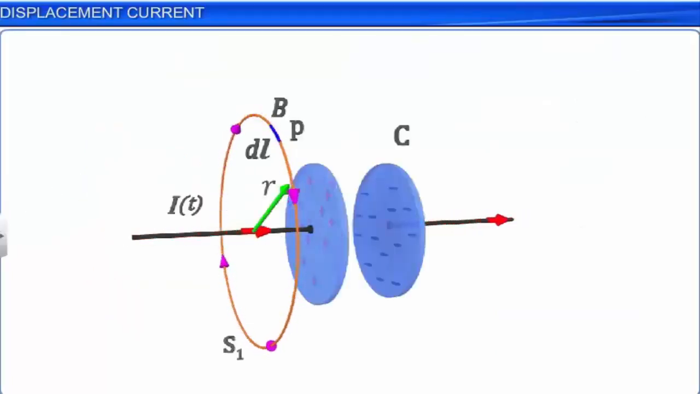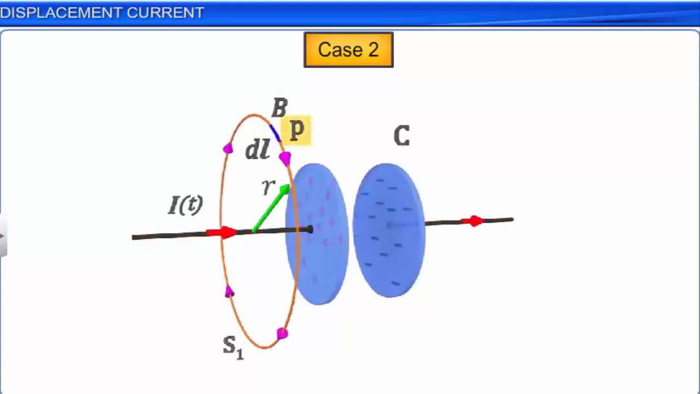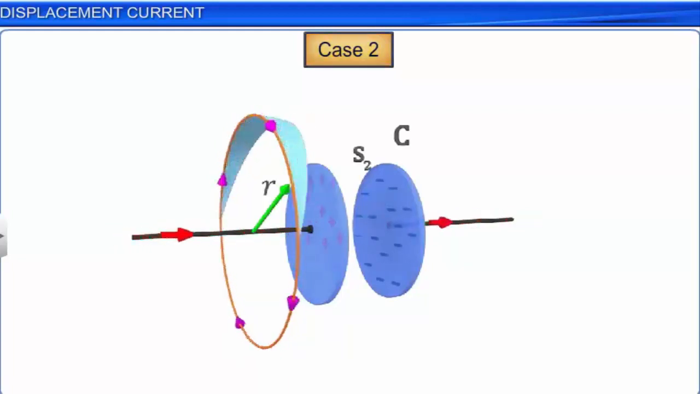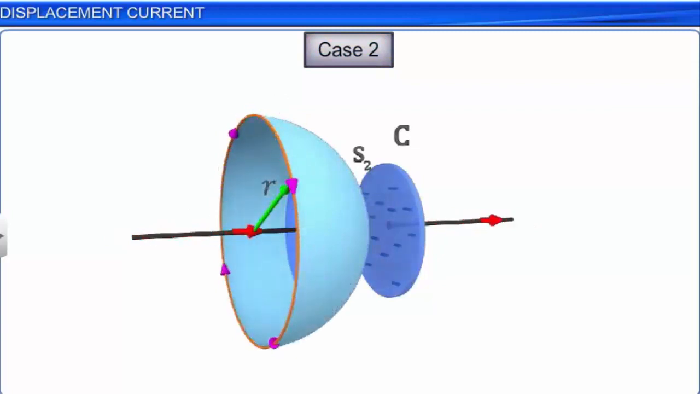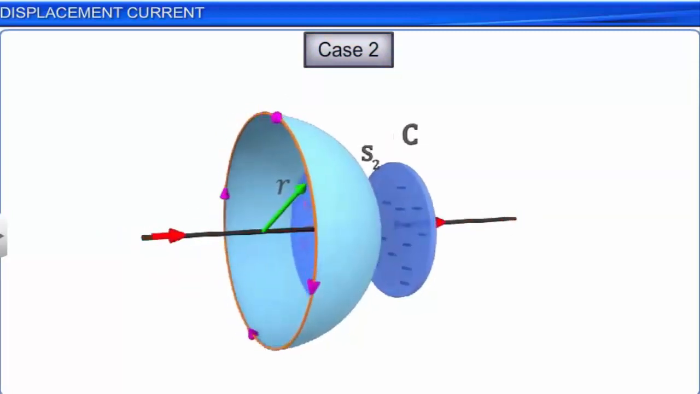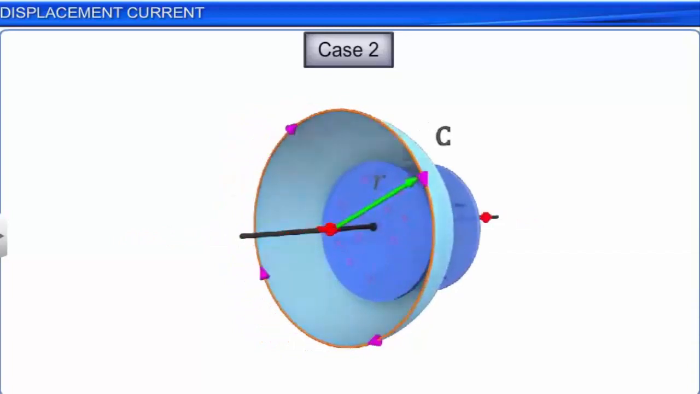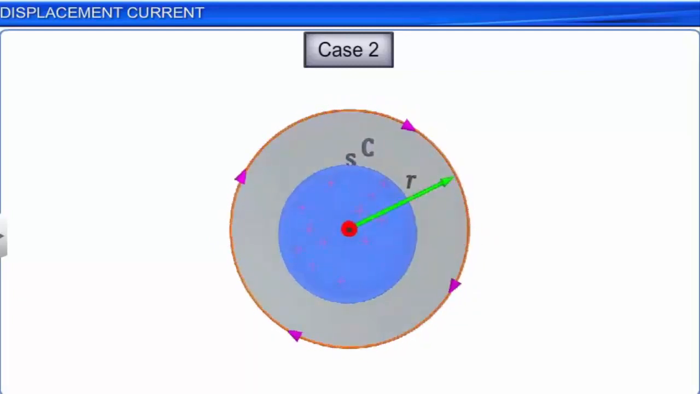Now, as a second case, consider another surface to calculate the magnitude of the magnetic field at the same point P using Ampere's law. Consider a surface S2 in the shape of a cup such that the bottom surface of the cup lies between the plates of the capacitor and the open surface of the cup coincides with the circular loop taken in the first case. Let the point P be on the open surface of the cup.